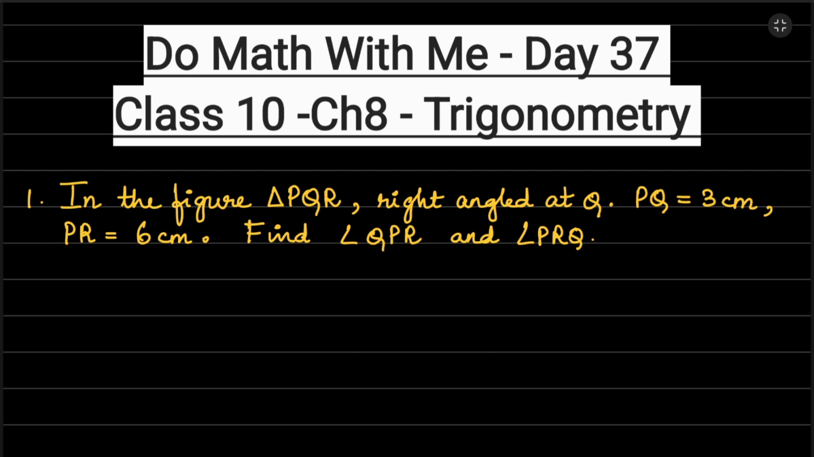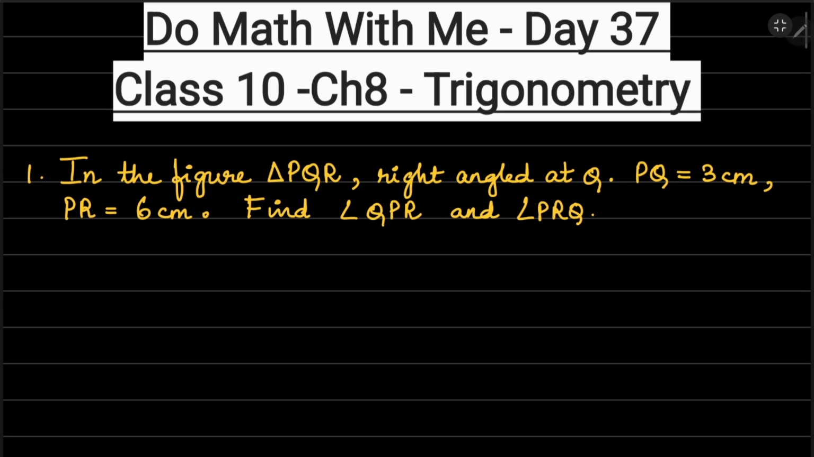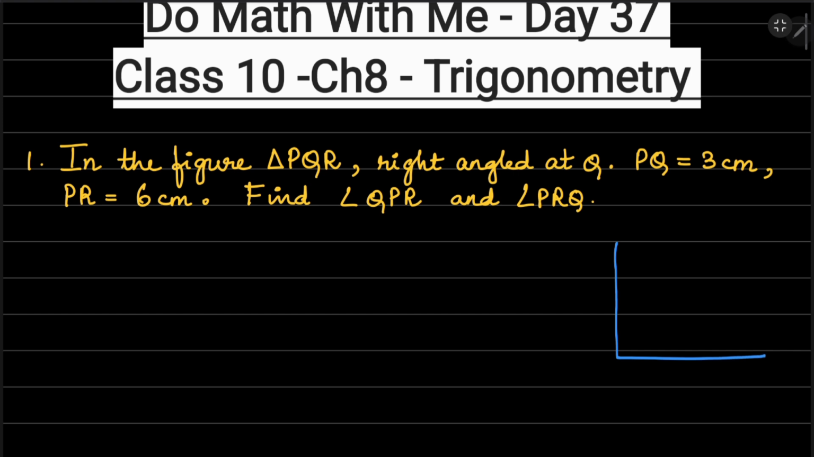Let's get started. So the first question is, in the figure triangle PQR, right angled at Q, PQ is given as 3 centimeters, PR is 6 centimeters, find angle QPR. I missed drawing the figure for you, so let us draw the right angle triangle that they have mentioned here. So this is your right angle triangle PQR, right angled at Q, and P and R. What is given is PQ is 3 centimeters, PR is 6 centimeters.